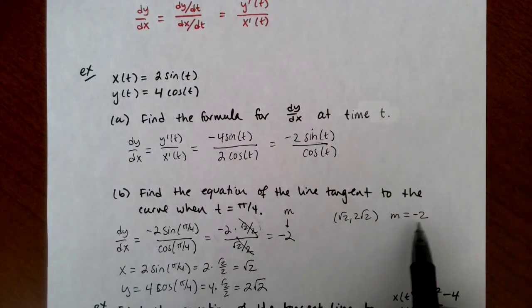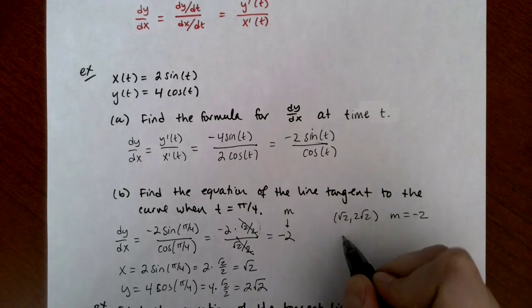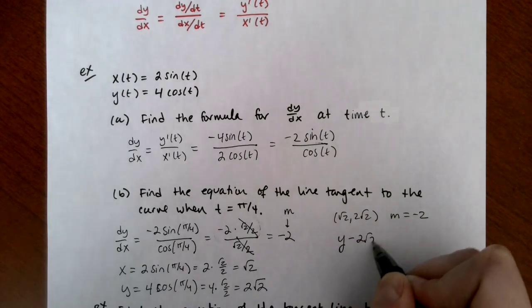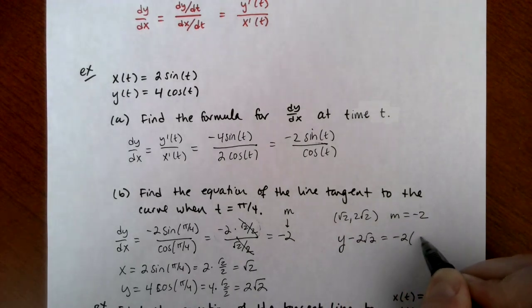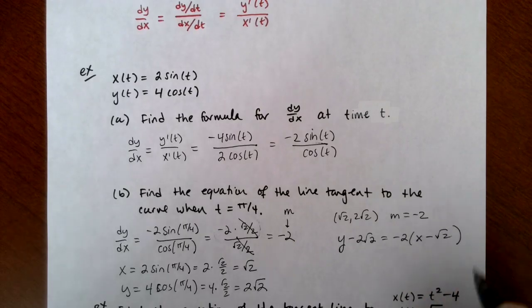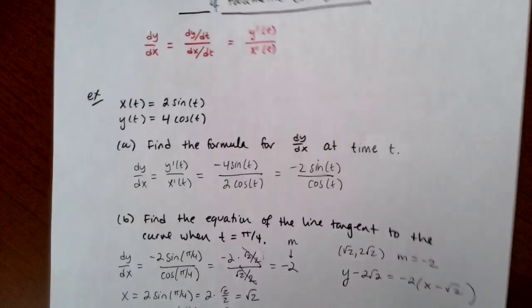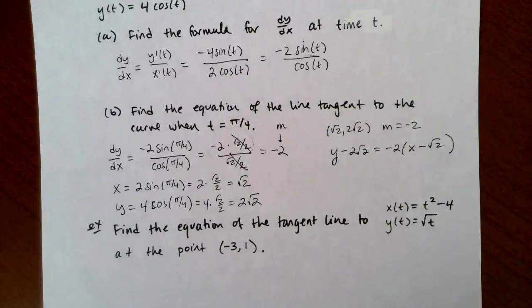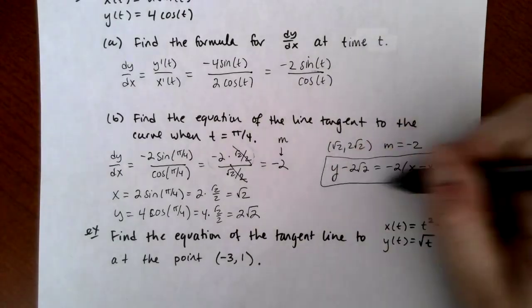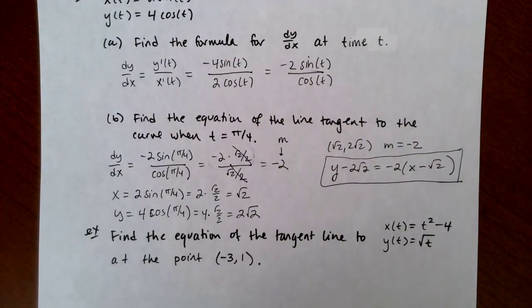So we need a line equation that has these properties. So I'll say y minus 2 root 2 equals negative 2 times x minus root 2. This is the point slope form of the equation. If you want, you could distribute this negative 2 and swing the 2 root 2 over to get slope intercept form, but I'm going to leave this answer here. This is my final answer for part B.